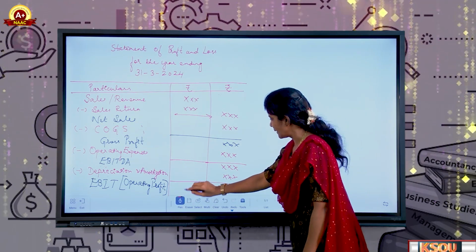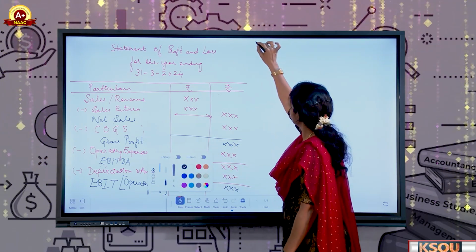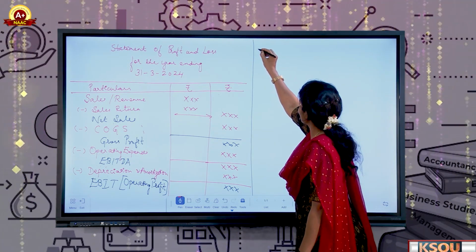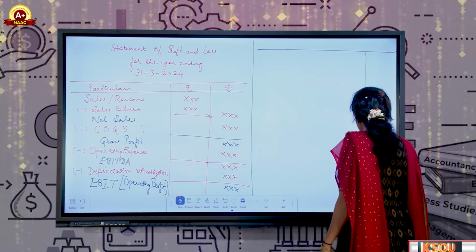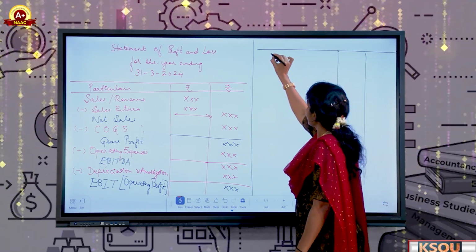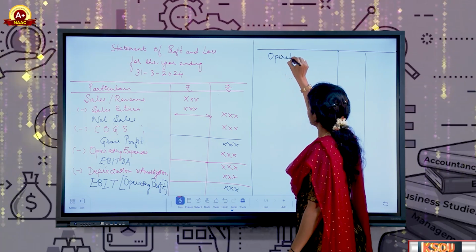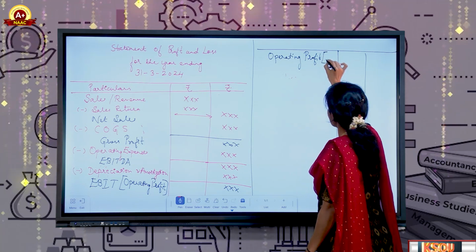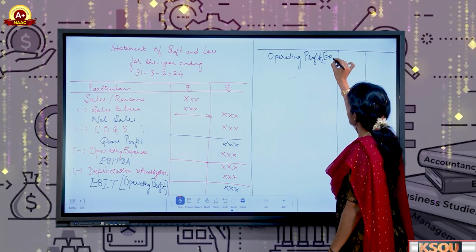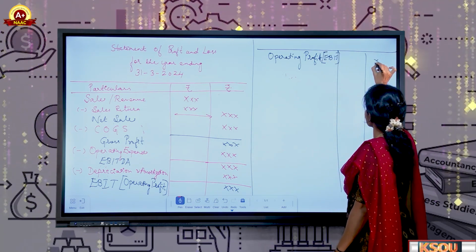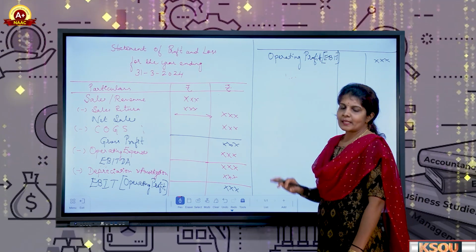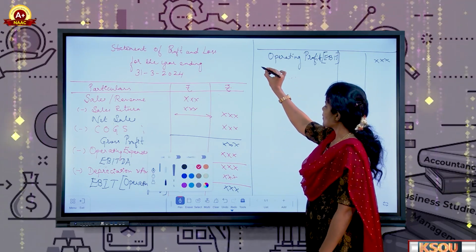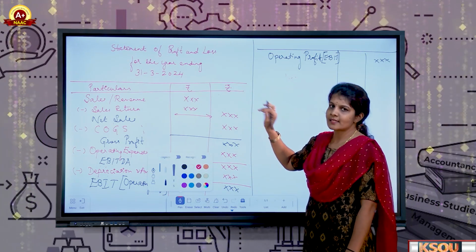Further, to arrive at the net profit, what we have to do for this operating profit, I'm continuing here by taking operating profit. Operating profit is nothing but earning before interest and tax. For this operating profit, we have to make some adjustment. What adjustment should be done? So here we need to add some income and deduct some expenditure.